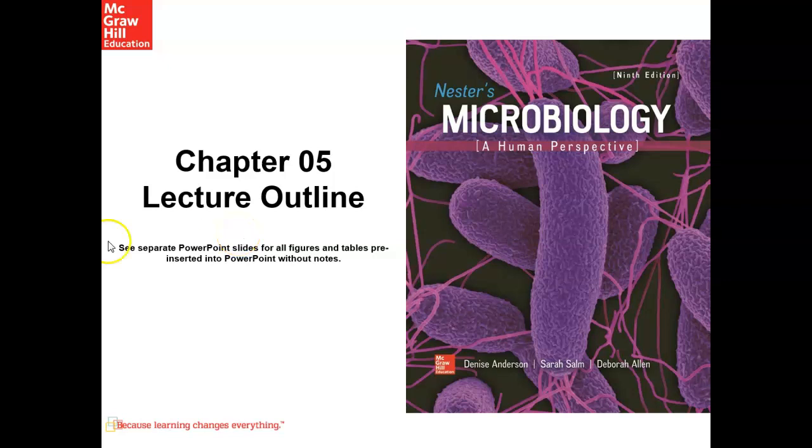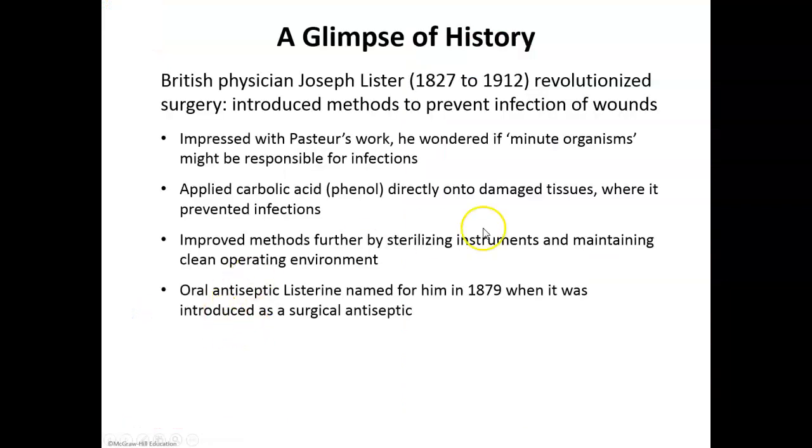So in this chapter, we're going to be talking about the chemicals and methods that can control microbial growth. In Chapter 4, we talked about how microbes grow and the different nutrients they need. Now we're going to talk about how we kill microbes.